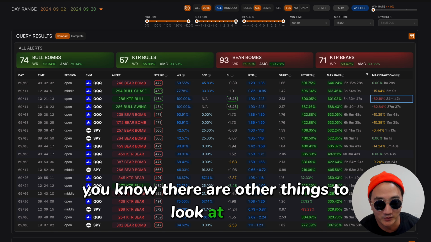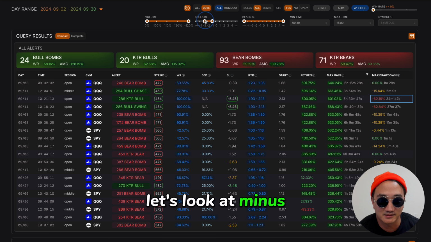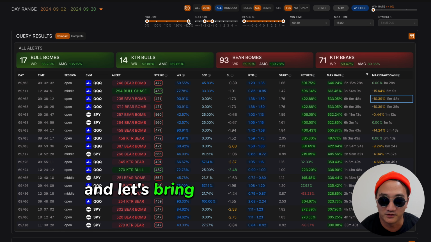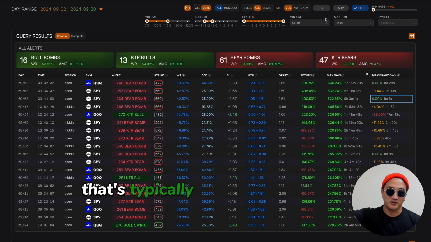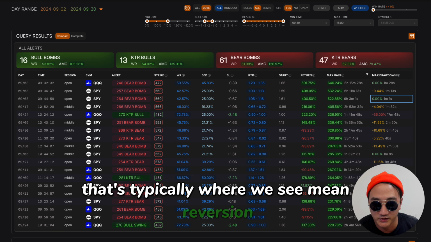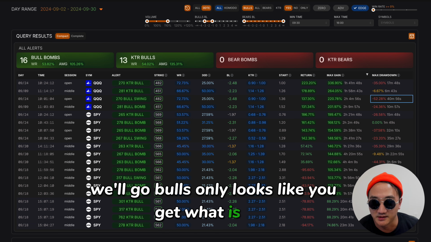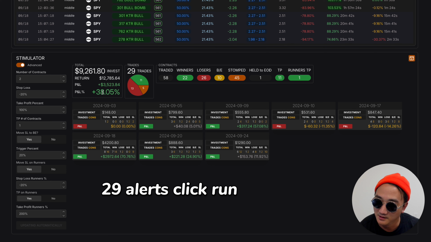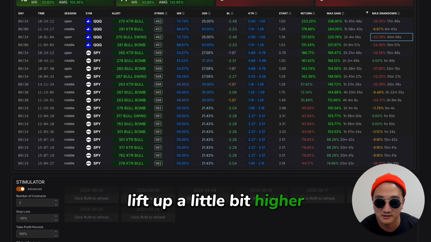There are other things to look at, right? If you look at a bull, let's look at -1 to -3. And let's bring volume down to 110% max. That's typically where we see mean reversion. Look at bulls only. Looks like you get 29 alerts. Click run. 38%, that's pretty good. Move it up a little bit higher.